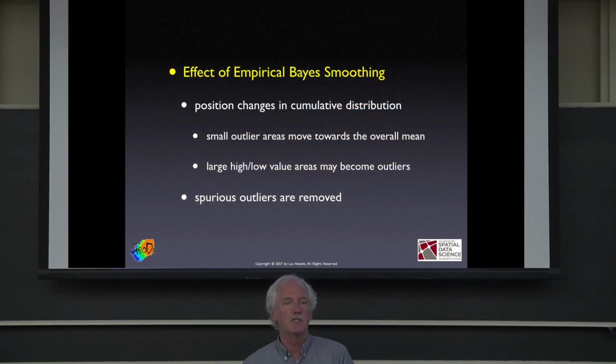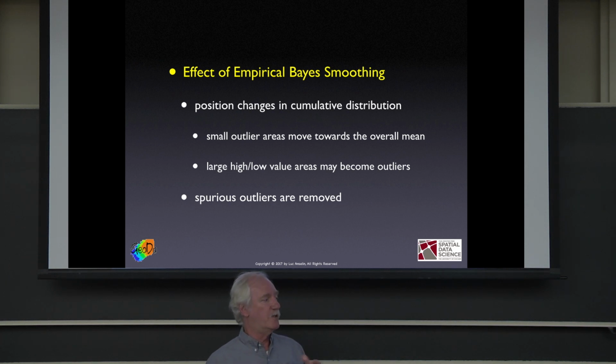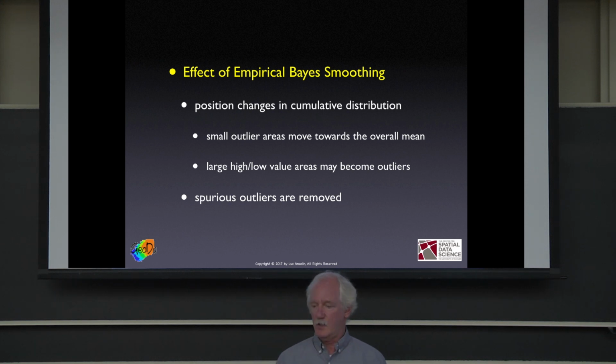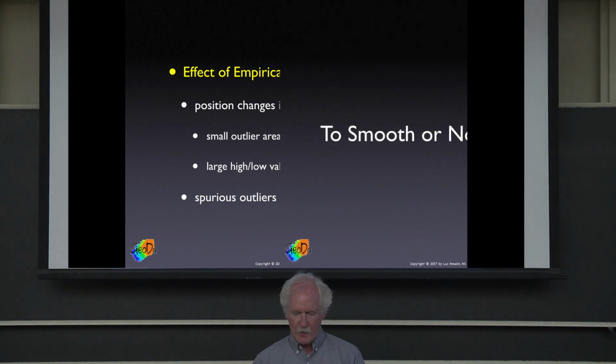The bottom line of the smoothing or the shrinkage is that your position in the distribution changes. That's the bottom line. And sometimes this doesn't make any difference, sometimes it does. And so if you're interested in actually identifying elevated areas of risk, you might want to take into account this lack of precision.